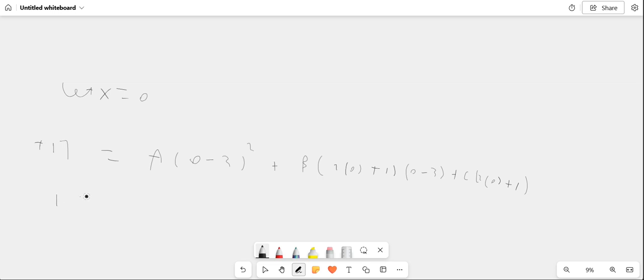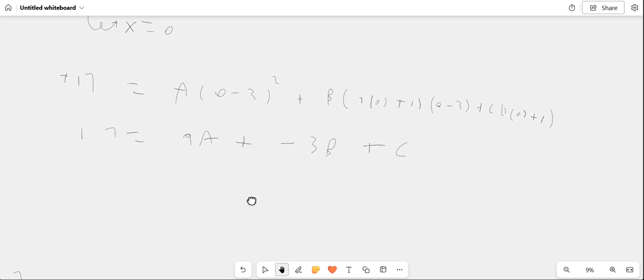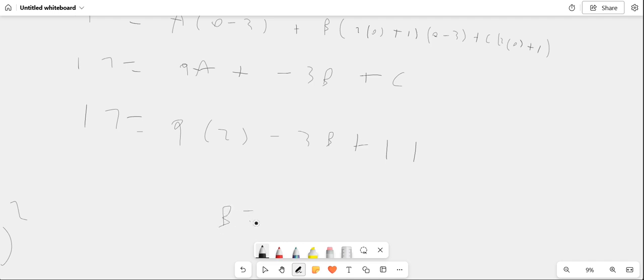Simplify all of that. So you get 17 is equal to 9A plus, 0 plus 1 is 1, 1 times minus 3 is minus 3, so you get minus 3B. And then this becomes 1, because 2 times 0 is 0, 0 plus 1 is 1, so that's your plus C. Now you want to make them equal to whatever they're equal to. We know A was equal to 2, so 17 is equal to 9(2) minus 3B, we don't know B, and then C was 11, so plus 11. Rearrange for B, and you'll get that B is equal to 4.